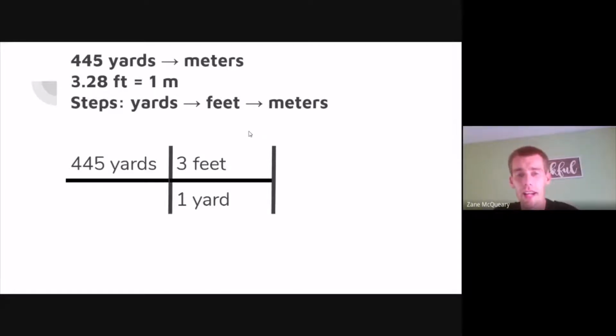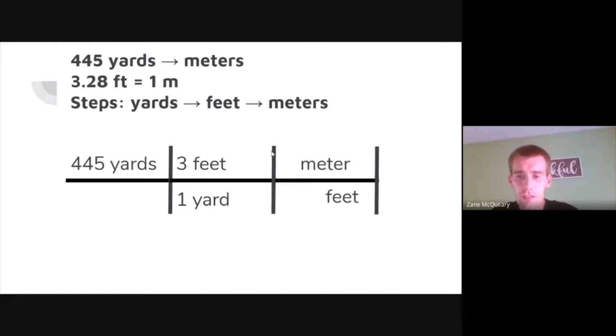But our answer is not asking for feet, it's asking for meters. So we need to convert from feet to meters. So we're going to draw another train track. Remember we said that if we have our units in opposite areas, namely if we have one in the numerator and one in the denominator, then they are going to cancel out. So we'll write our feet, and we'll write our desired unit in the numerator.